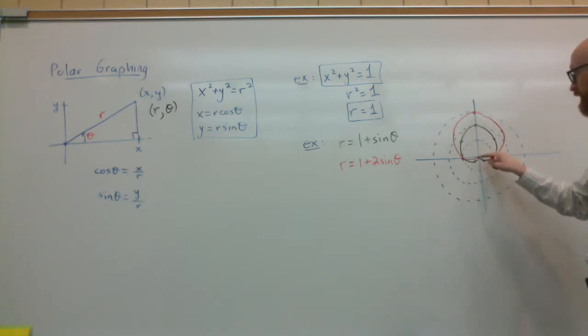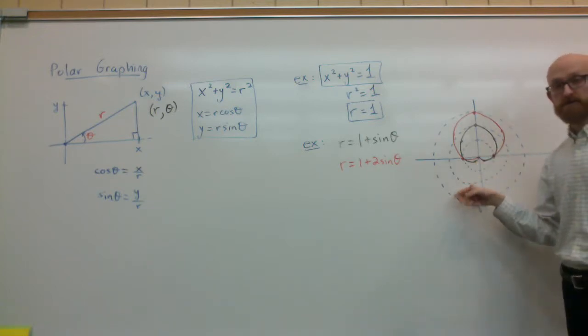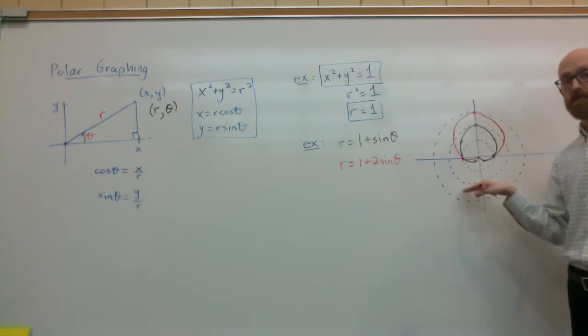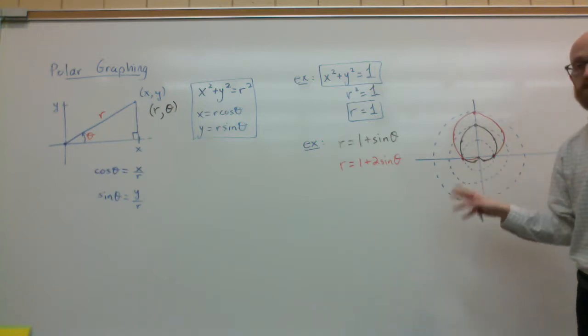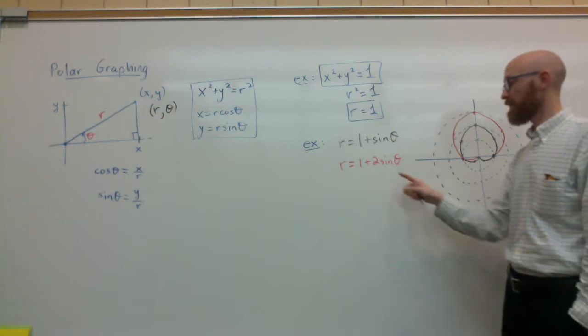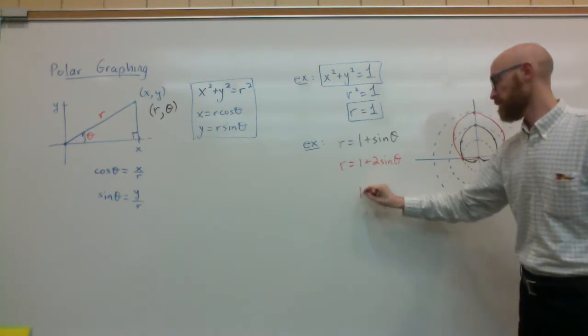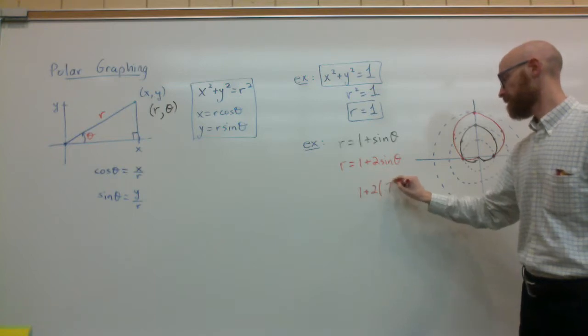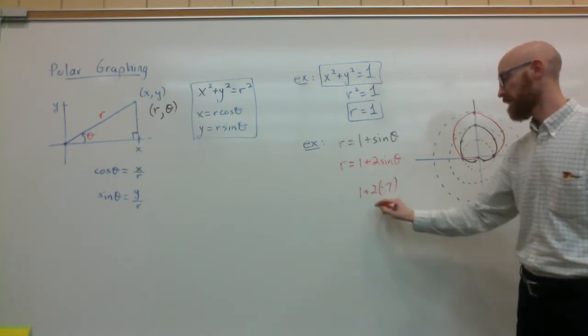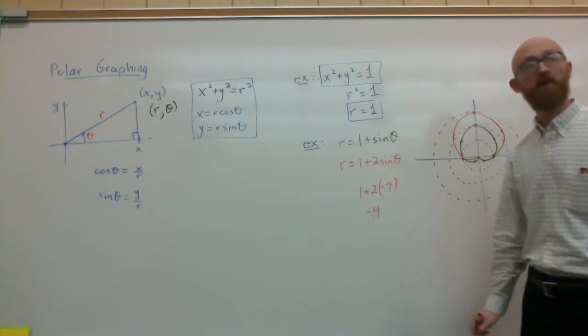Now, if we calculate bigger values, such as in the third quadrant, you'll see something strange happen. So let's do 5 pi over 4. At 5 pi over 4, this will be 1 plus 2 times sine of 5 pi over 4. So that's 1 plus 2 times roughly -0.7. And that'll turn out to be -0.4.